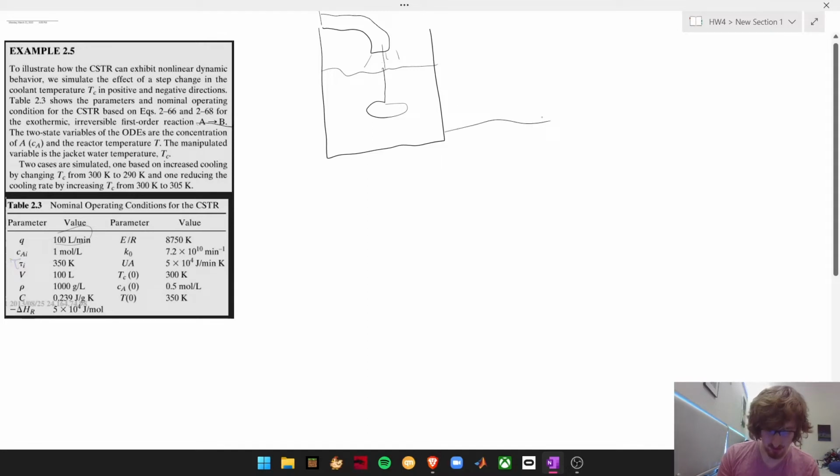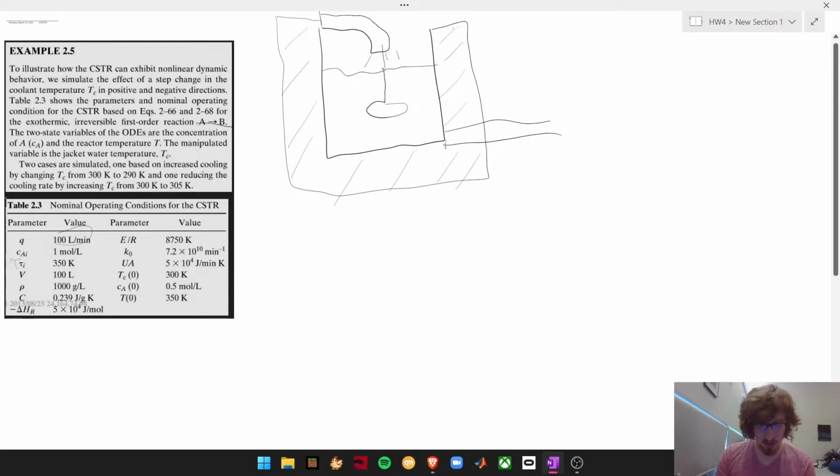And then we're also going to have an outflow, and we're going to assume that the outflow has all the same properties as the material inside the tank, as the solution inside the tank. And then this whole tank is going to be inside a sleeve with water running through it, and we are going to assume that our reaction is exothermic. So the purpose of the sleeve is to move heat away from the reaction.